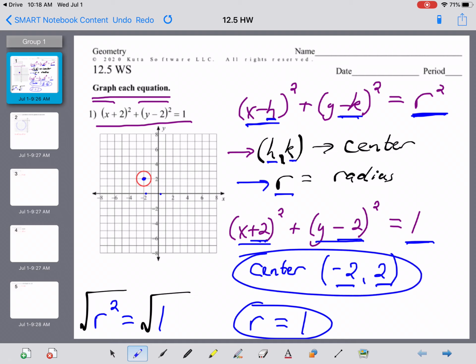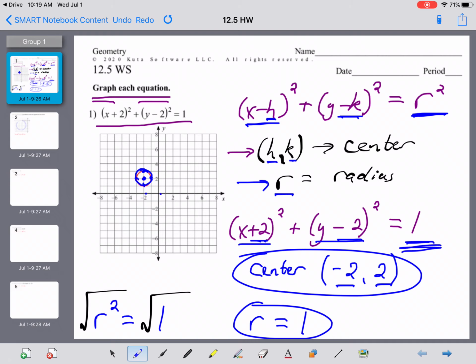Now, back to the graph, the center was at negative 2, positive 2, and with a radius of 1, I would just tell you to go 1 unit from the center, north, south, east, and west, and then draw the circle that connects those 4 points there in the middle. So that's how they came up with that red circle here. We had to figure out the center, h and k, from the numbers that were subtracted from x and y, and then we found the radius by taking the square root of this number.